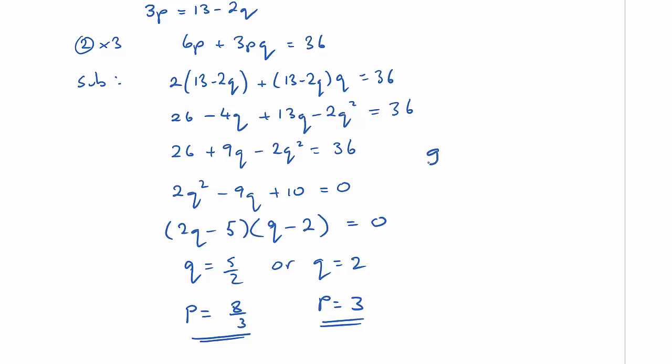Now we were given that p and q were integers, so p equals 3, q equals 2.